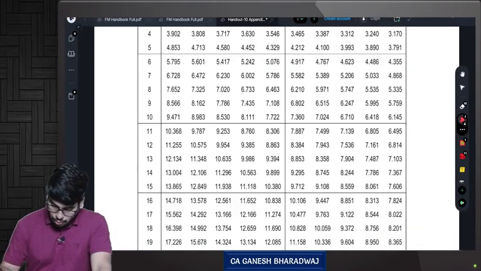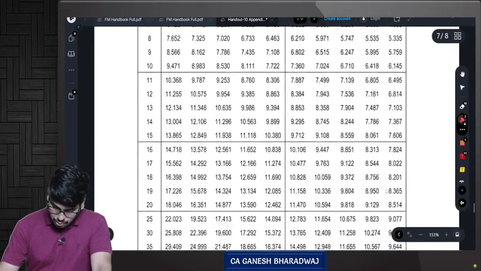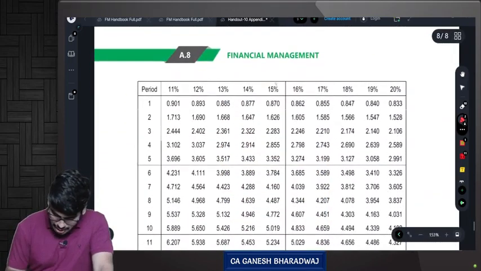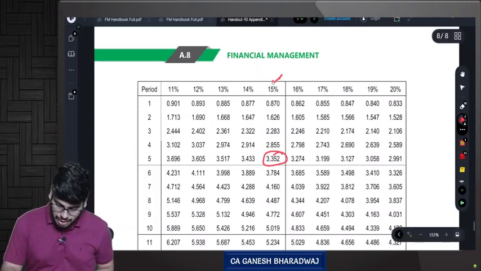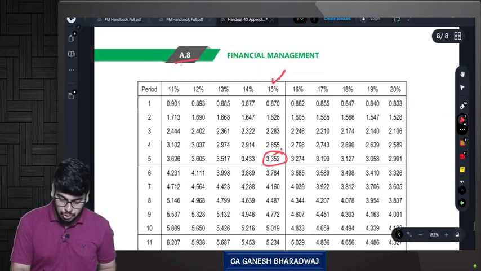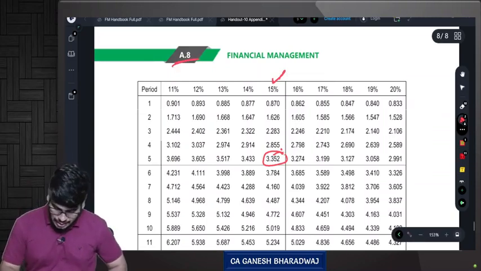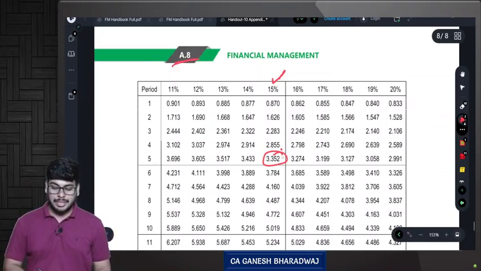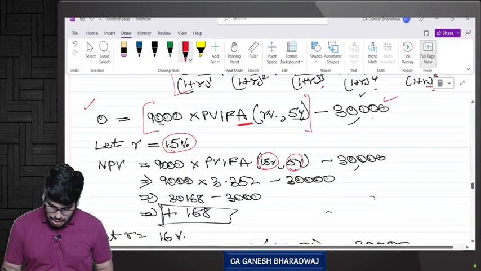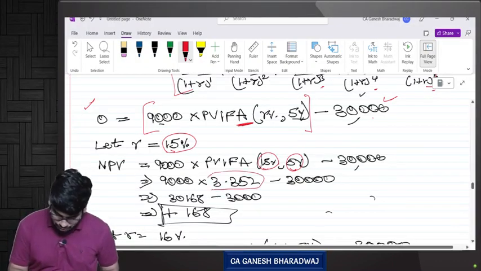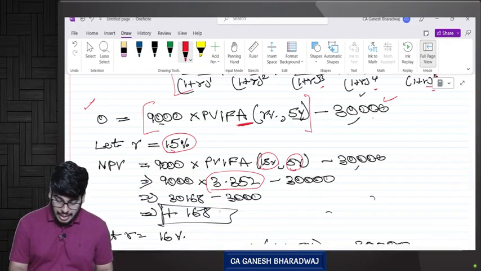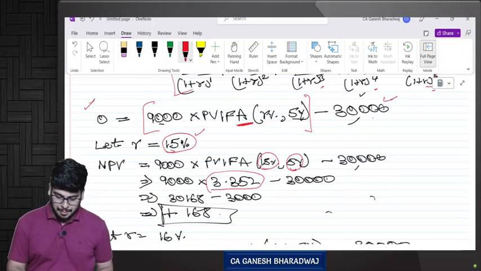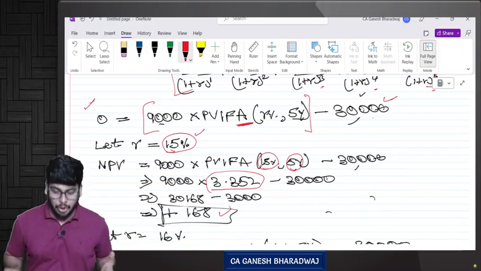Here we have only up to 10%. Let's go to the next page. It's a continuation. Yes, 15% is this column for 5 years. So present value interest factor of annuity for 15%, 5 years. You go to page number A8, you will find this, right? 15% 5 years, how much is it? 3.352, correct? So multiply this 3.352. So 9,000 into 3.352 minus 30,000. So how much do you get? So if you take R as 15%, you get a positive NPV of how much?